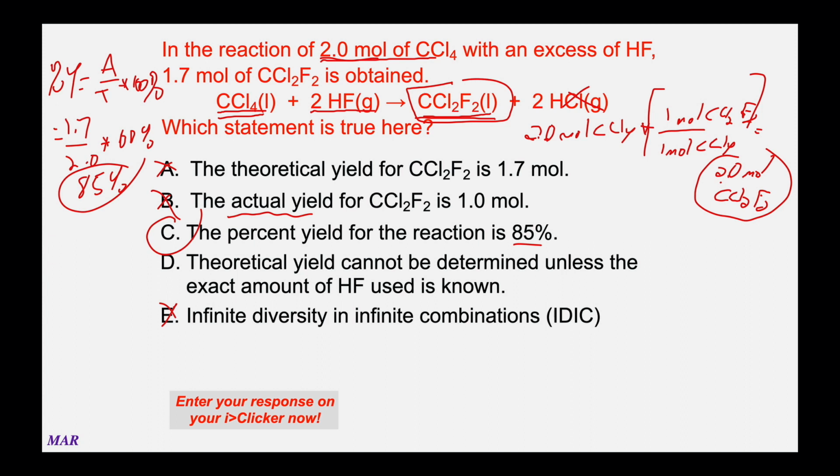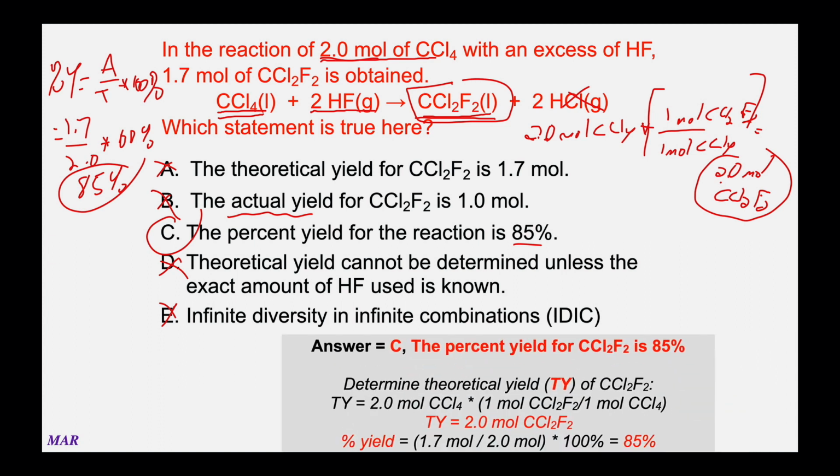It says the theoretical yield cannot be determined unless the exact amount of HF used is known. That's incorrect. If it says that HF is in excess, that means we don't have to worry about it. CCl4 is the limiting reactant, so it's really going to determine what all the different pieces are. So I'm pretty sure the answer here is going to be C, and it is.